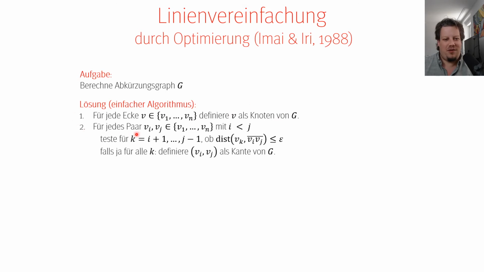And then for every pair of vertices where i is less than j, and for every k between i and j, I test whether the distance between this point and the corresponding line segment is at most epsilon. So this is precisely the check of whether this is a shortcut edge or not. If this is true, then v_i v_j is a directed edge in my graph G. Otherwise, it isn't. I do this for everybody, and now I end up with a graph.